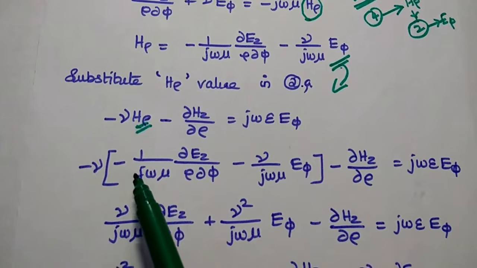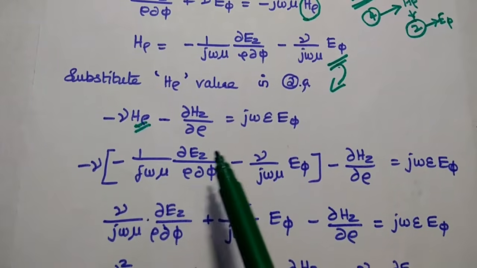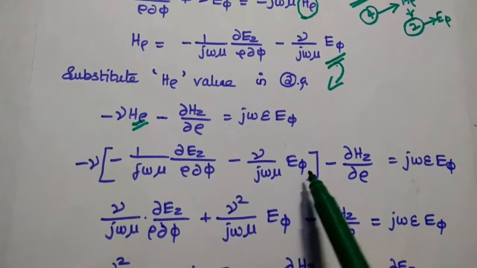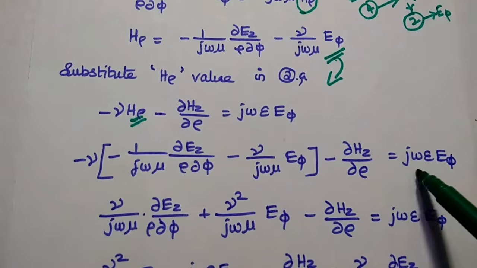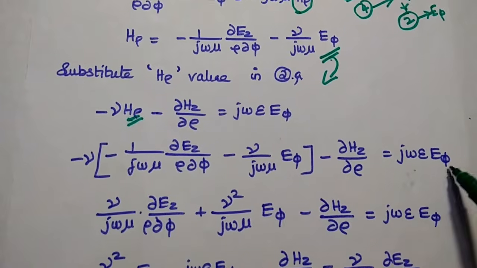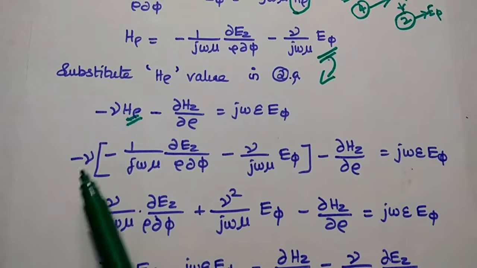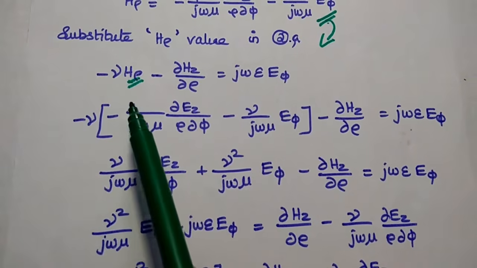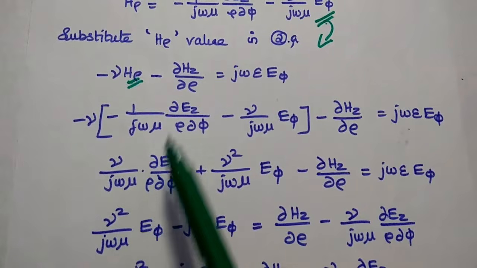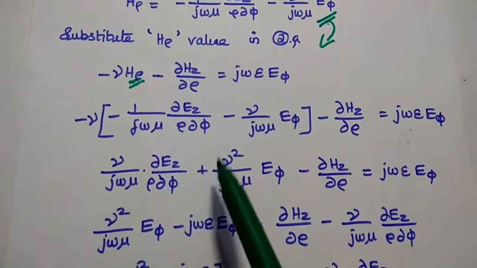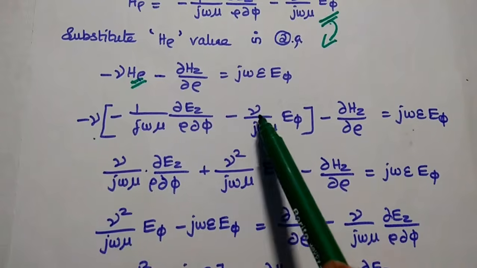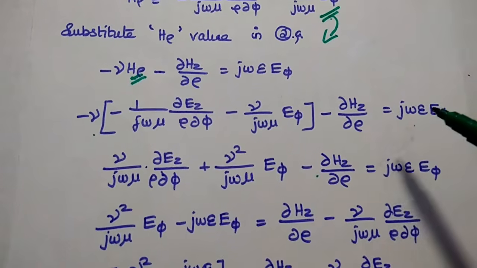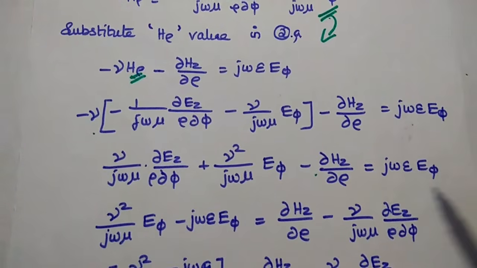So minus gamma into minus 1 by j omega mu dou Ez by rho dou phi minus gamma by j omega mu Ez minus dou Hz by dou rho is equal to j omega epsilon E phi. Then we can multiply this minus gamma inside this bracket. Then we get minus into minus plus. So here it is gamma by j omega mu dou Ez by rho dou phi. Here minus into minus plus gamma squared by j omega mu E phi minus dou Hz by dou rho is equal to j omega epsilon E phi.